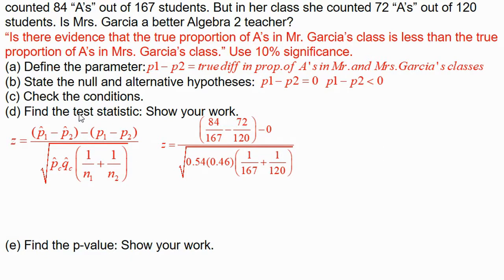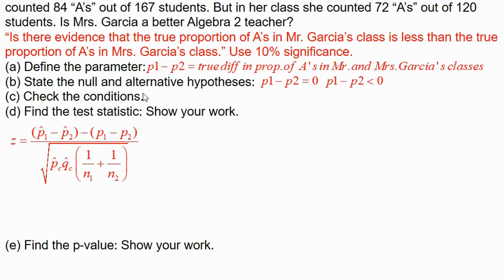Okay, anyway, check the conditions. I don't think I wrote all the conditions. So you would just say, assume we have 2 independent random samples. Assume that the 165 or 167 and 120 is less than 10% of each population. And then your number of successes and failures have to be at least 10. So yeah, 84 is definitely at least 10. 167 minus 84 is going to be at least 10. And then same thing with 72 is at least 10. And then 120 minus 72 is definitely at least 10. So sample is large enough.